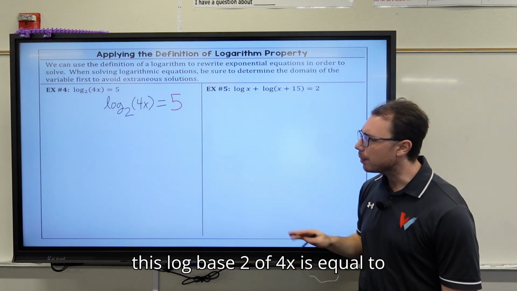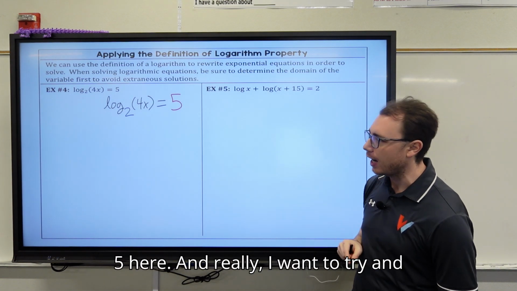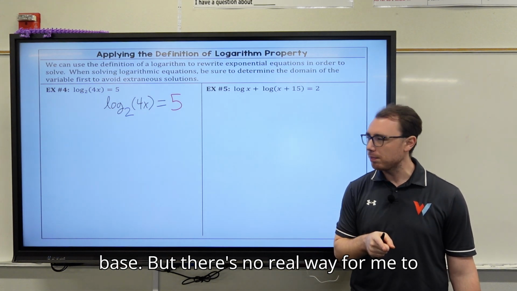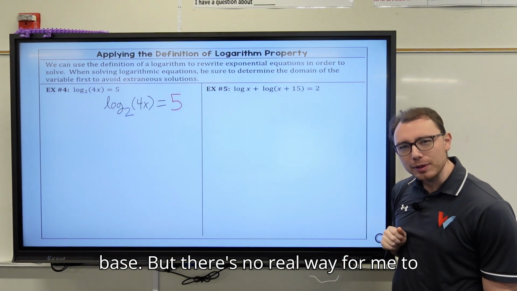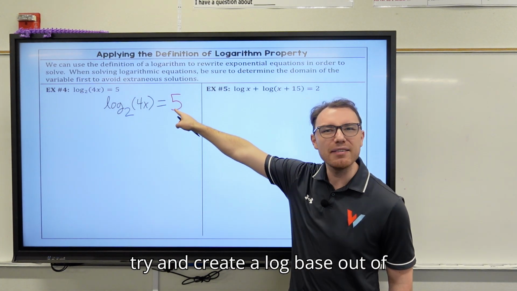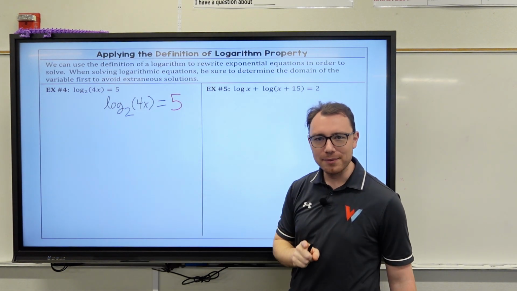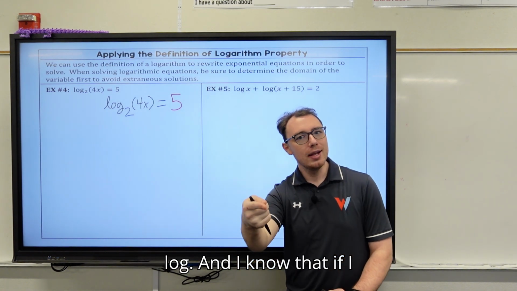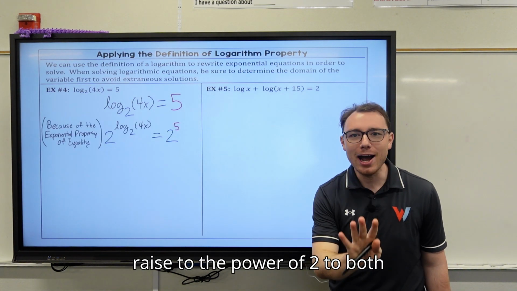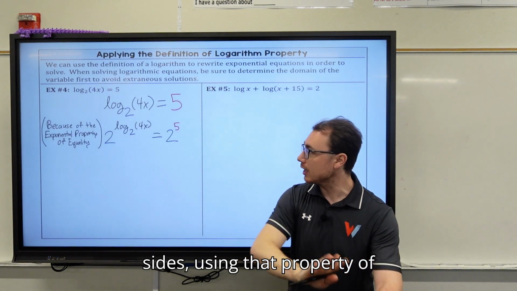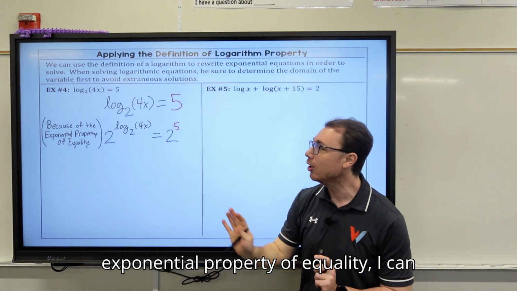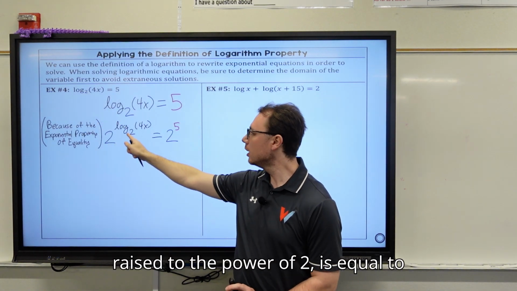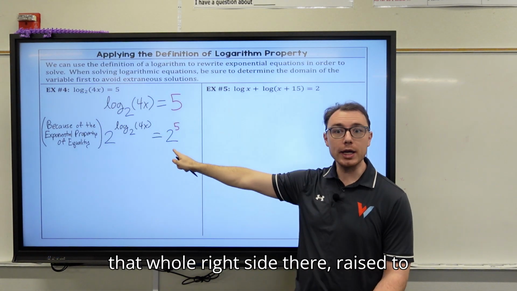We're given log base 2 of 4x is equal to 5. I want to try and manipulate this so I have the same log base, but there's no real way for me to create a log base out of nothing on that right-hand side. However, I do have the base of 2 here for the log. And I know that if I raise 2 to the power of both sides, using the exponential property of equality, this whole left side, raised to the power of 2, is equal to that whole right side, raised to the power of 2.